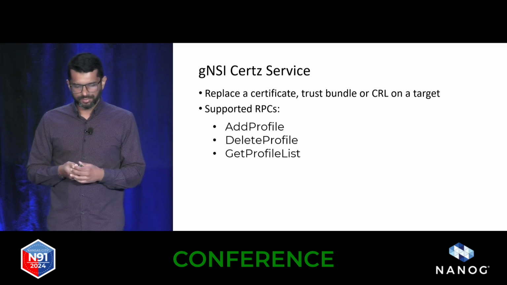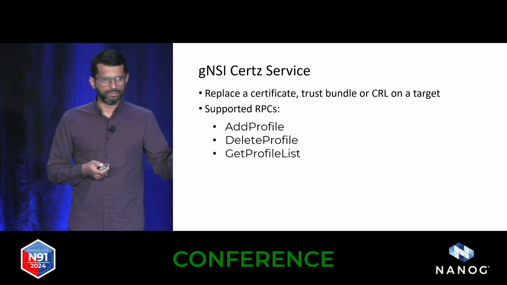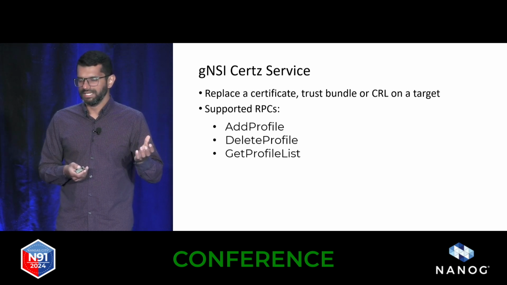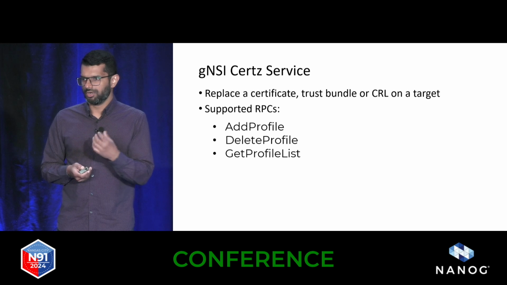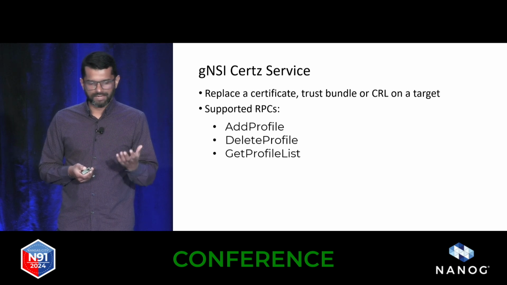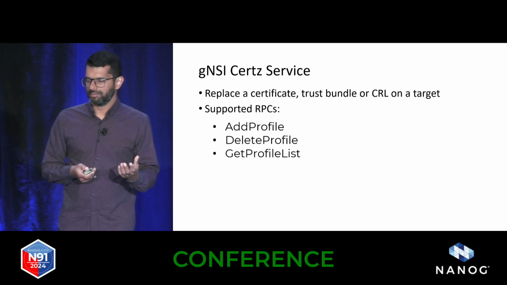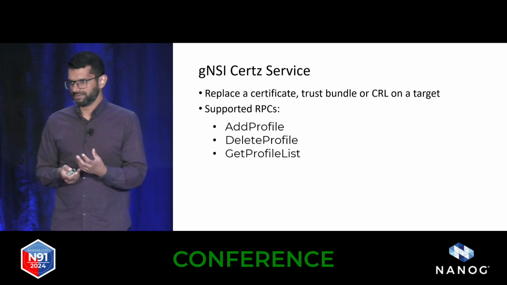The first three RPCs that I want to talk about here are related to the profile on the router. We mentioned that in gNOI, there are no RPCs or APIs that you can use to configure the TLS profile on the router or configure the applications that will use those certificates. So in gNSI, we have the add profile, delete profile, and get profile RPCs that can be used to manage the TLS profile on the routers.